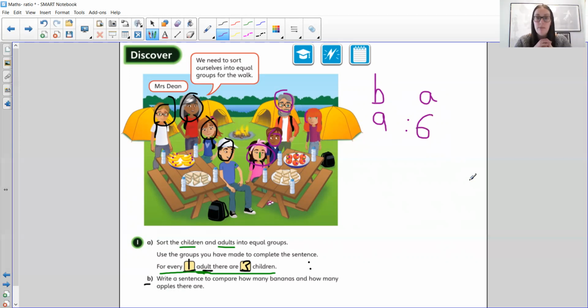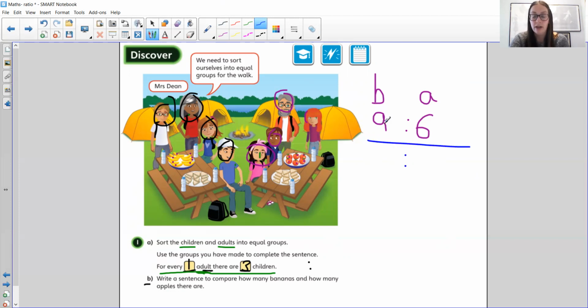So what would my sentence be? Well, my sentence would be for every 9 bananas, there are 6 apples. Or I could say for every 6 apples, there are 9 bananas. Right. Is there a simpler way I could write this?